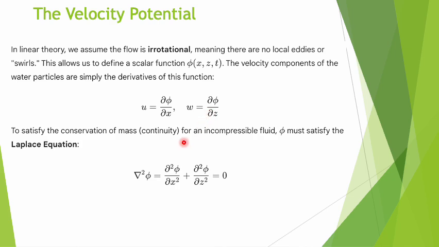The velocity potential must satisfy the continuity equation for incompressible flow. This leads to the Laplace equation, as shown here. To solve this equation, to obtain and estimate phi, appropriate boundary conditions are required. These include both kinematic and dynamic boundary conditions at the mean sea level, as well as a boundary condition at the flat seabed.